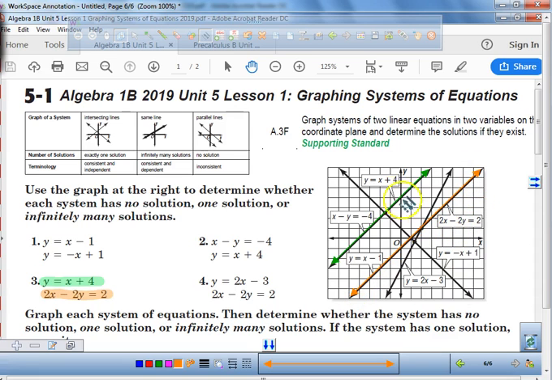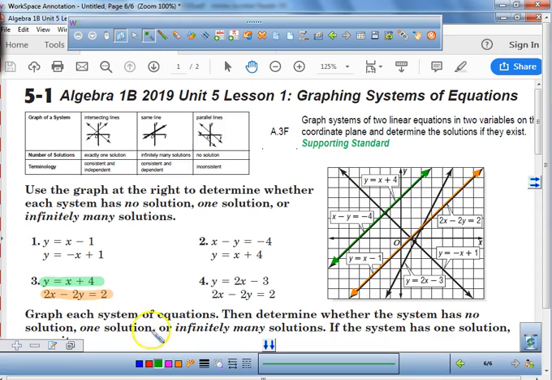Oh, interesting. What do you notice about those 2 lines? Yeah, they're parallel, aren't they? They're parallel. How many solutions do they have? None, no solutions.